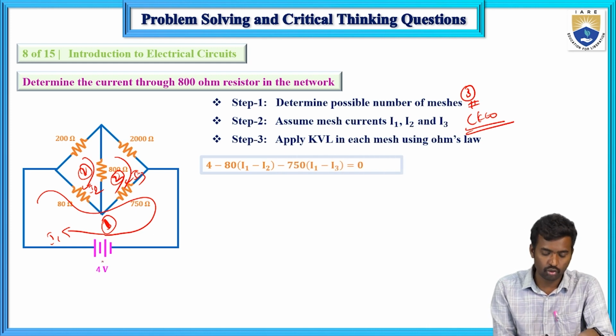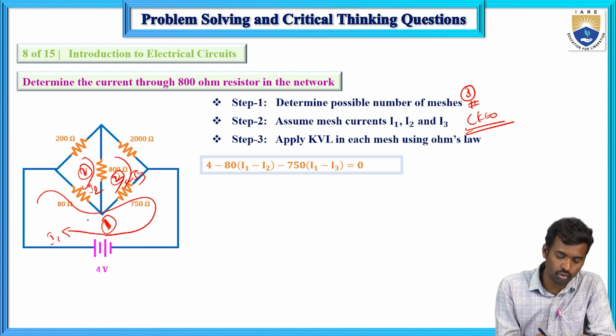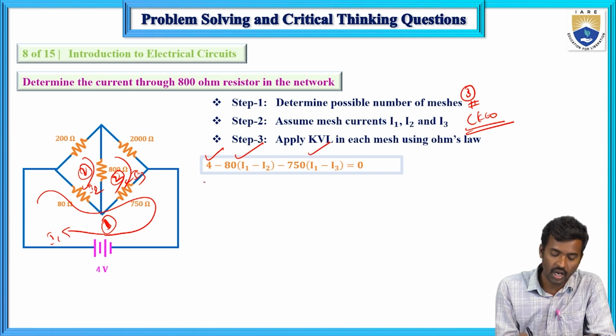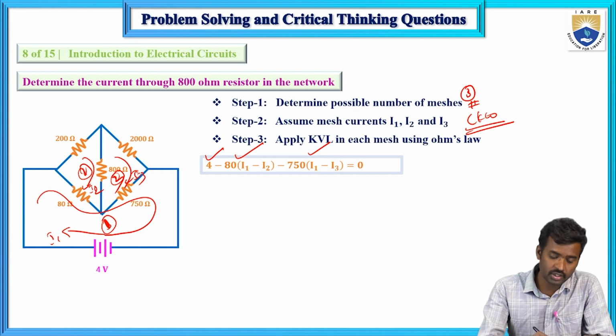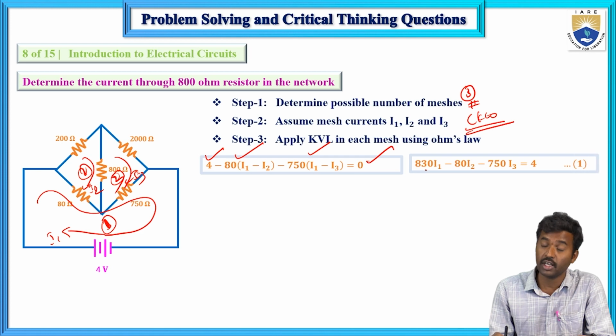So here 4 is the rising voltage, and 80 into I1 minus I2, and 750 into I1. There are 3 elements connected to mesh 1: 4, 80 and 750. The 4 is the rising voltage and these are the voltage drops. The 80 is associated with I1 and I2, and the 750 is associated with I1 and I3. So this is equation number 1. The simplified equation is 830 I1 minus 80 I2 minus 750 I3 equals 4.